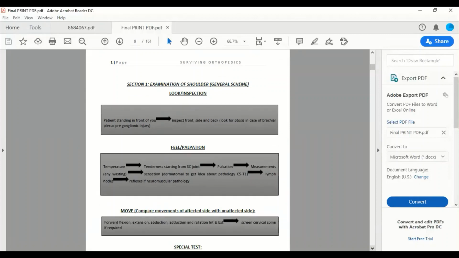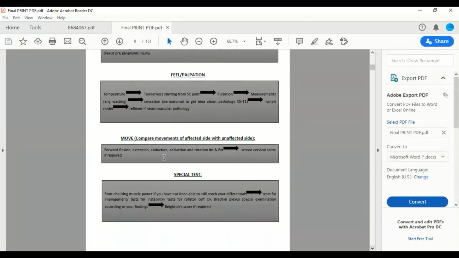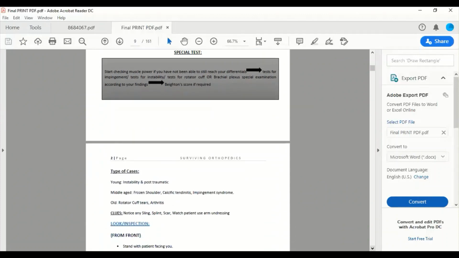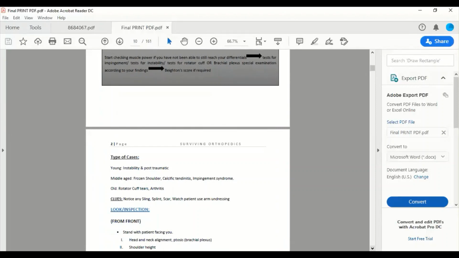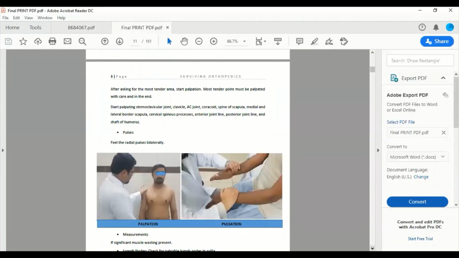In the general scheme, we have first started with a quick review scheme: inspection, palpation, movement, and then the special tests that need to be performed. This is the general scheme of shoulder. Chapter 2 deals with case specific shoulder examination. We have tried to keep it simple, precise, and to the point. We have added pictures from our own department, and you can see the pictures are made by the authors on real patient clinical examination.